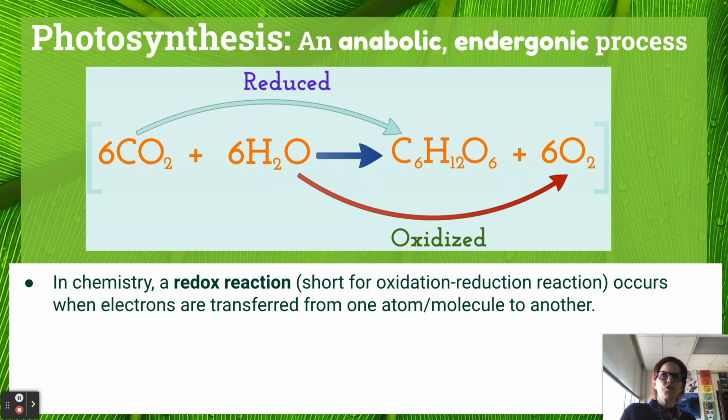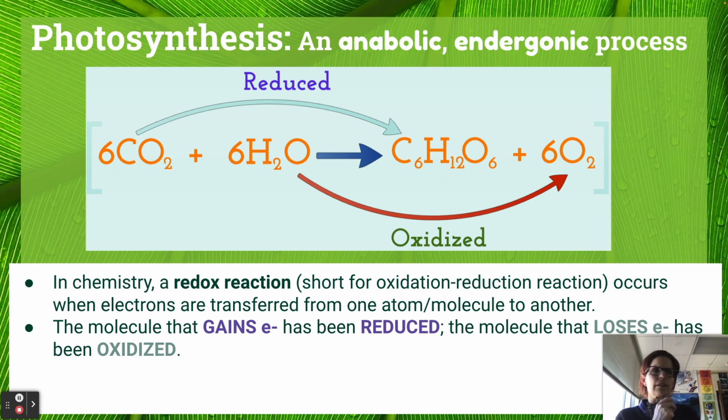All right, and then just a quick reminder of redox, reduction and oxidation. Those can be confusing terms and they're not too bad, but if you don't think about them, you'll forget them. In chemistry, a redox reaction occurs when electrons are transferred from one molecule to another. So remember, reduced means that it gained electrons. Why do we say it was reduced then? Because electrons have a negative charge. So the overall charge went down, even though it gained electrons.